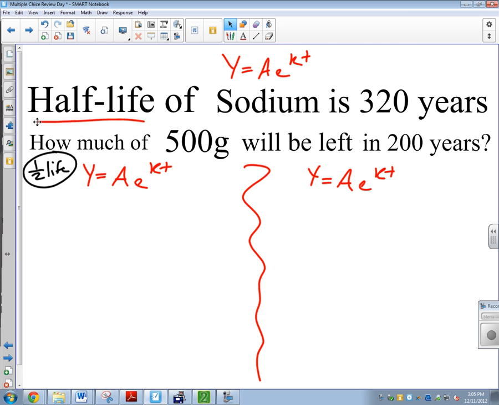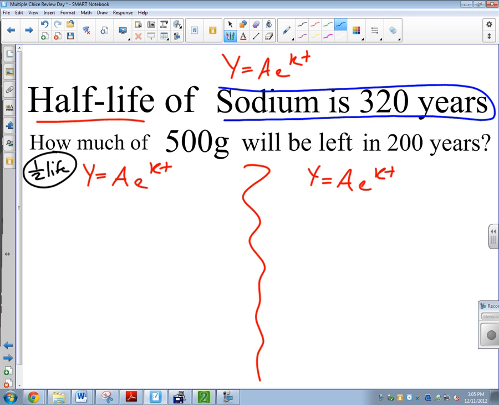All right, so we read the problem. It says the half-life of sodium is 320 years. So that'll be my t. I don't know my k. My t is 320. All right, then we've got this y and that A. A stands for the starting amount, and then the y is going to stand for the ending amount. So we read this. It says we're going to start with 500 grams, but it doesn't tell me how much I'm going to end with.